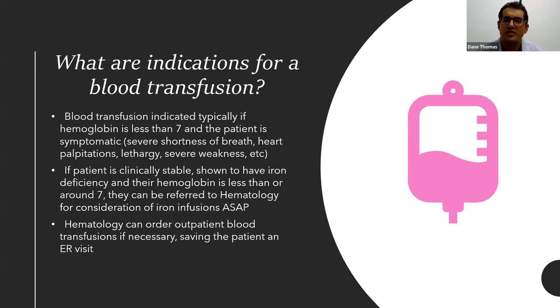If a patient is clinically stable and shown to have an iron deficiency and their hemoglobin is less than or around 7, they can be referred to hematology for consideration of iron infusions ASAP. Hematology can order an outpatient blood transfusion if necessary, if hematology feels that iron infusions may not be enough to help with their current anemia, which would save the patient an unnecessary ER visit.